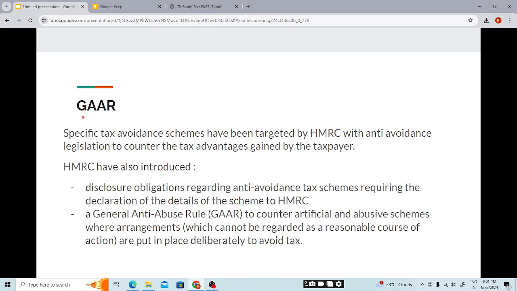So GAAR, what is the GAAR? First we'll go through the slide, then I'll give an explanation. Specific tax avoidance schemes have been targeted by HMRC with anti-avoidance legislation to counter the tax advantages gained by the taxpayer. So in the UK, HMRC identified that there were some tax avoidance schemes used by individuals so that they pay a minimum tax amount.